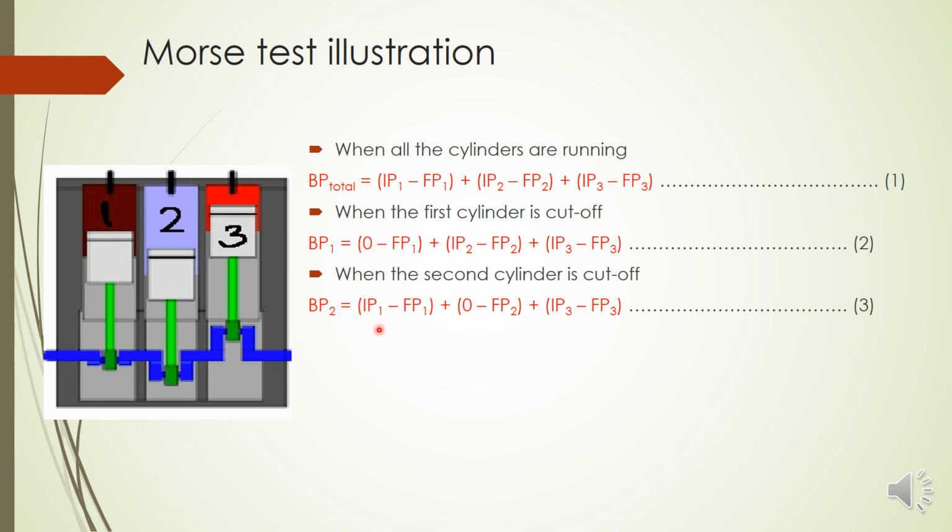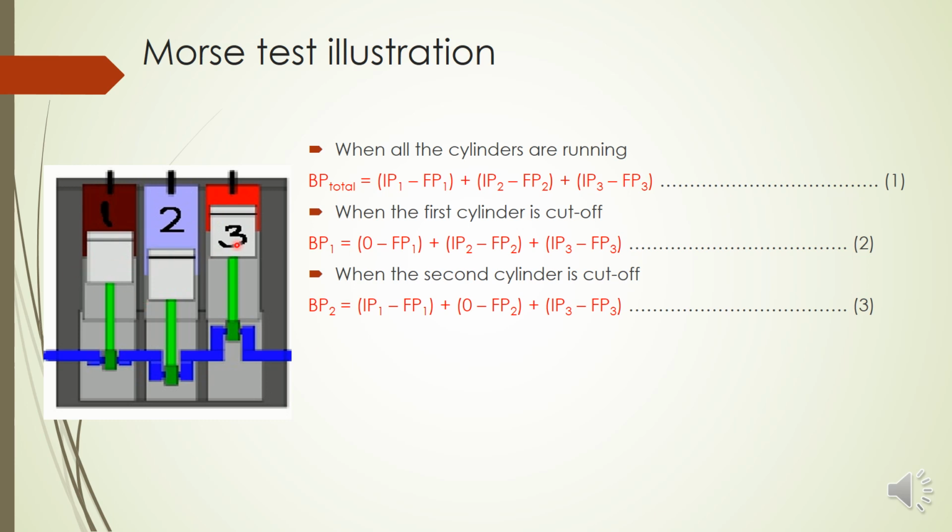So here IP1 will be there because the first cylinder is again connected. But in the second cylinder, we have cut it off, no firing takes place. So indicated power IP2 will be 0, and other things are the same. So in equation 3, the only difference is IP2 vanishes, no power is generated in the second cylinder, and other things are the same. So again this is repeated for the third cylinder.